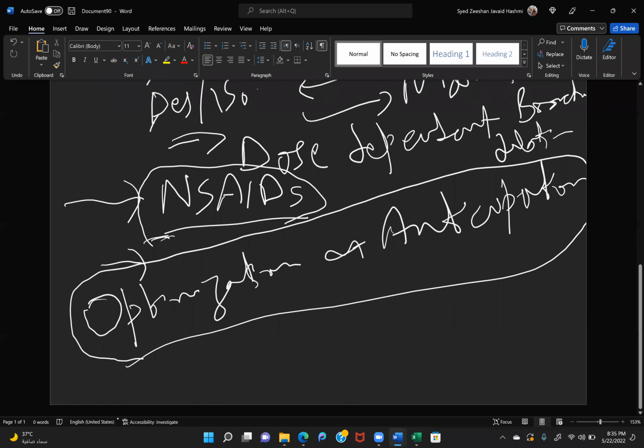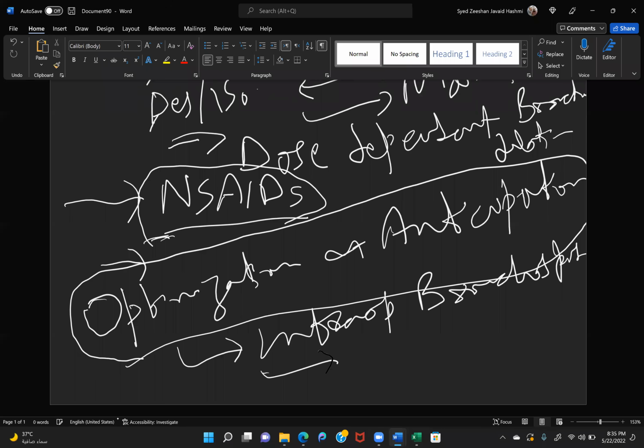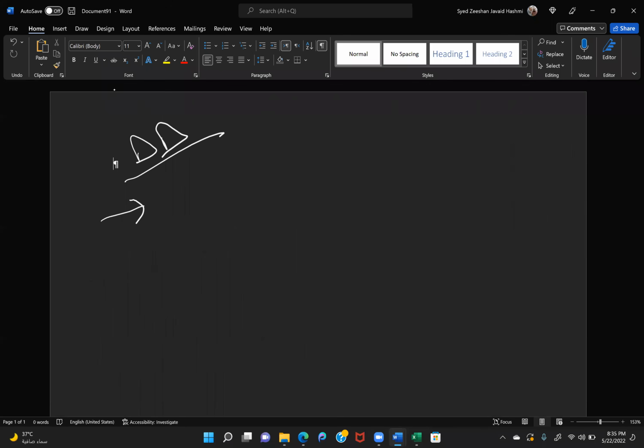Another anticipated thing will be intraoperative bronchospasm. What will be the differential diagnosis for it? It will be anaphylaxis, foreign body aspiration, maybe gastric secretions, or kinking of the tube or circuit.